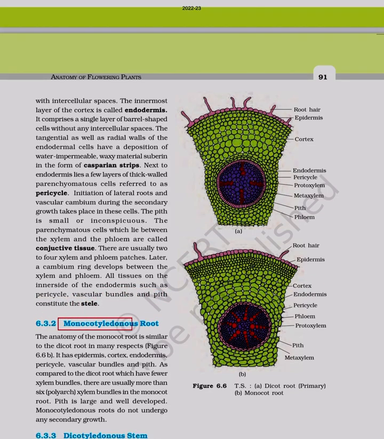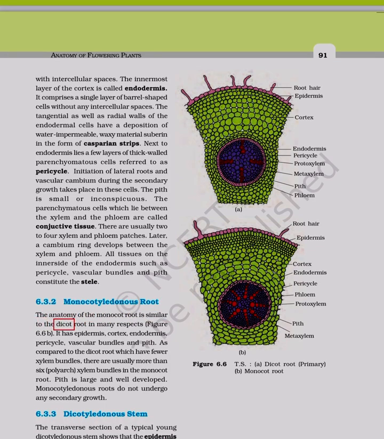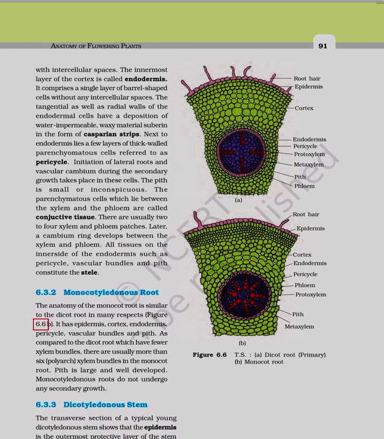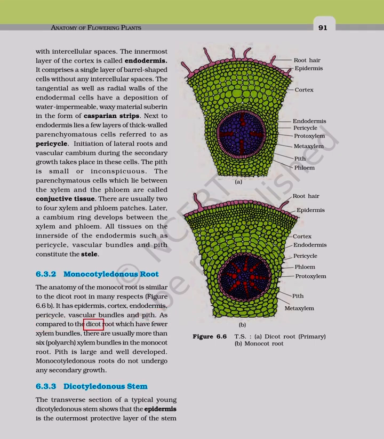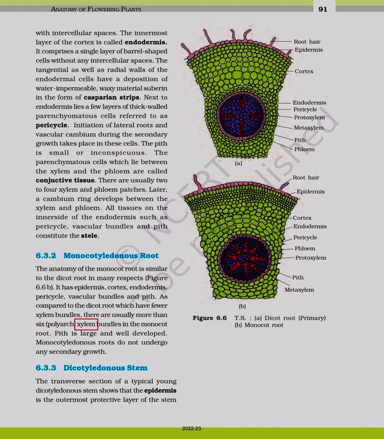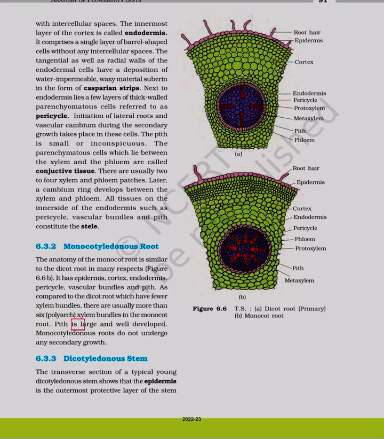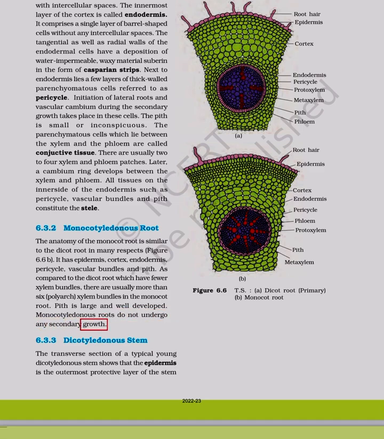6.3.2 Monocotyledonous root. The anatomy of the monocot root is similar to the dicot root in many respects. Figure 6.6b. It has epidermis, cortex, endodermis, pericycle, vascular bundles and pith. As compared to the dicot root, which has fewer xylem bundles, there are usually more than 6 polyarch xylem bundles in the monocot root. Pith is large and well developed. Monocotyledonous roots do not undergo any secondary growth.